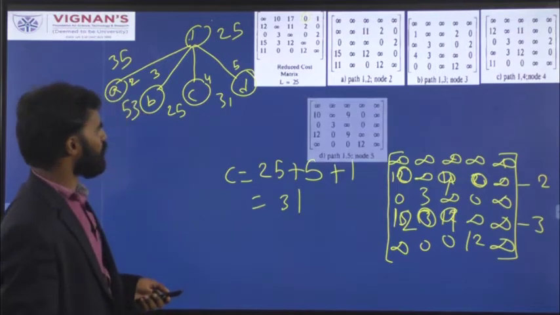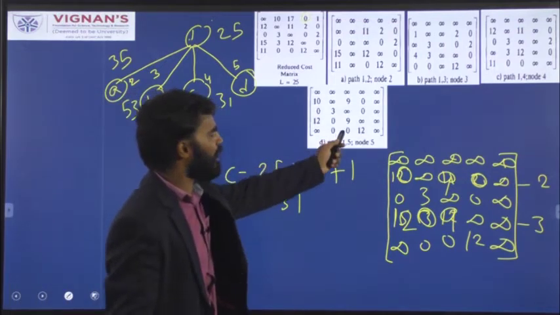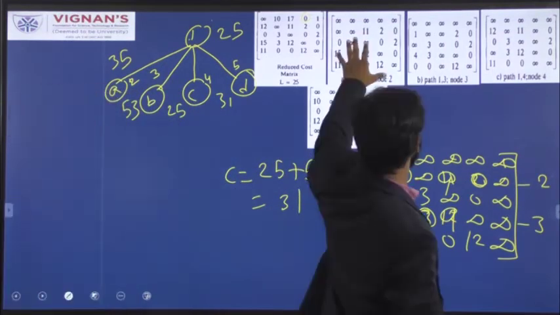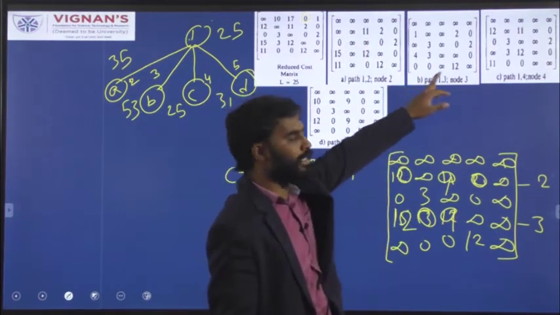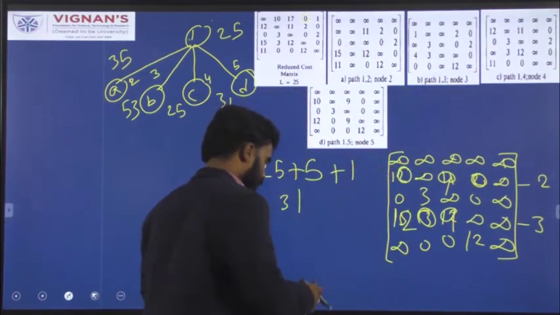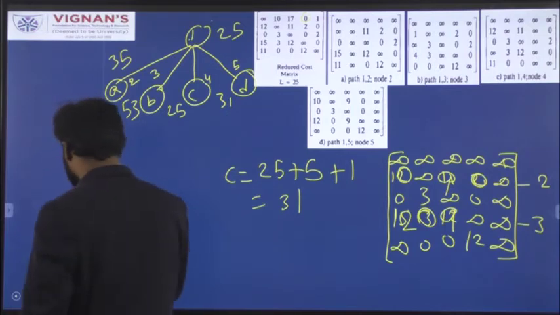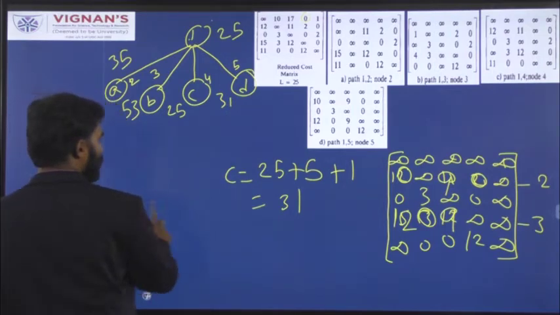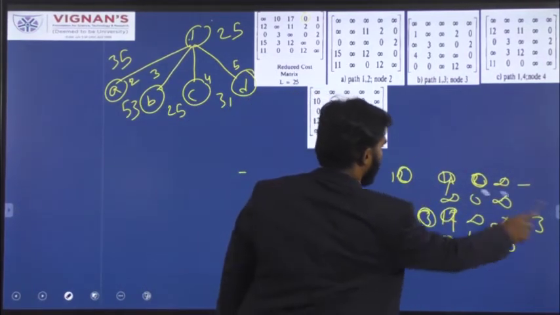Okay, so this is the final matrix for D. This matrix is for node A, this is for B, this is for C, and this is for D. And so we calculate the cost of all the nodes. Now it's time to decide which node to explore.